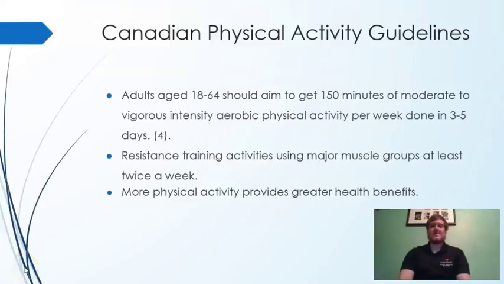Canadian Physical Activity Guidelines. Adults aged 18 to 64 should aim to get 150 minutes of moderate to vigorous intensity aerobic physical activity per week done in 3 to 5 days. Resistance training activities using major muscle groups should be done at least twice a week. The more physical activity you get, the greater the health benefits.